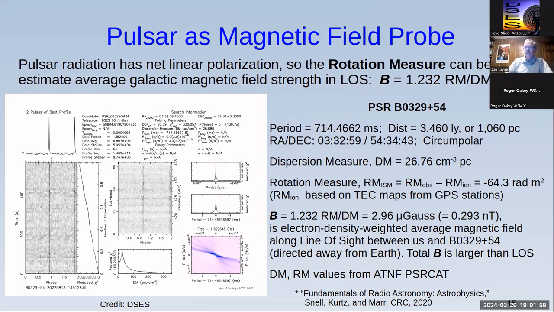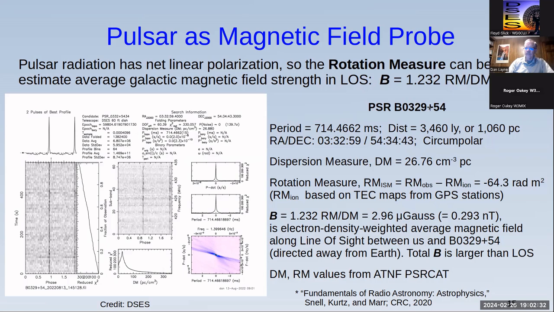And yet often when we receive it here, it has a circularly polarized component. It might be circular to the right or the left of some magnitude. So we can use that rotation to estimate the average galactic magnetic field along the line of sight. LOS is line of sight. We're going to use this thing called rotation measure. In this little formula here, the magnetic field strength B is 1.232 times RM, the rotation measure, divided by DM, the dispersion measure.